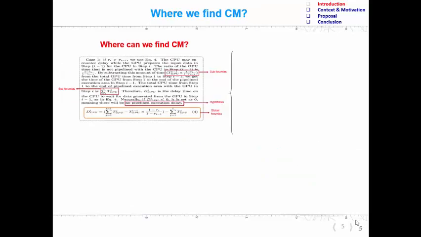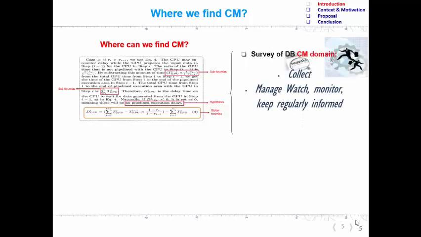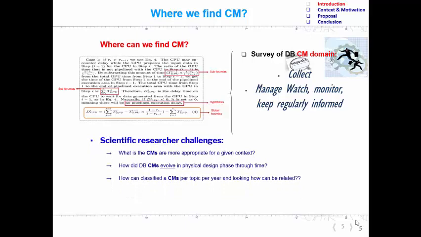Now, where can we find cost models? We realized that the cost models present in the literature are huge in number, sometimes well explained, otherwise drowned in the discussion of the paper. The parameters and the formulas are drowned in the text. Actually, if you need to survey the database cost model domain without our solution, you must collect scientific information, manage the information collected, and watch, monitor, and keep regularly informed of new information.